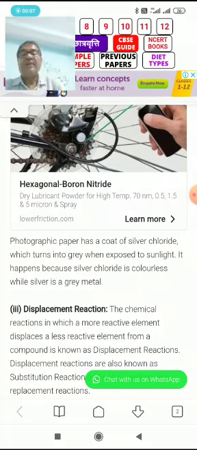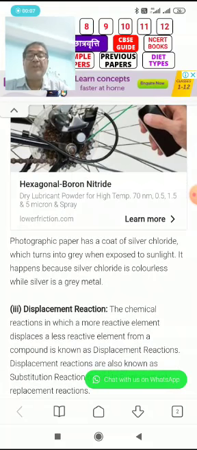You have seen photographic paper has a coating of silver chloride. When exposed to sunlight, silver chloride splits into silver and chlorine. Silver has grey color, so photographic paper becomes grey.